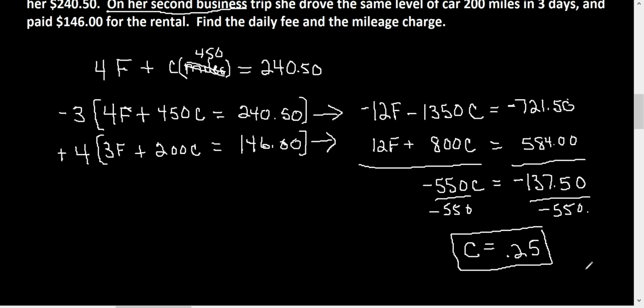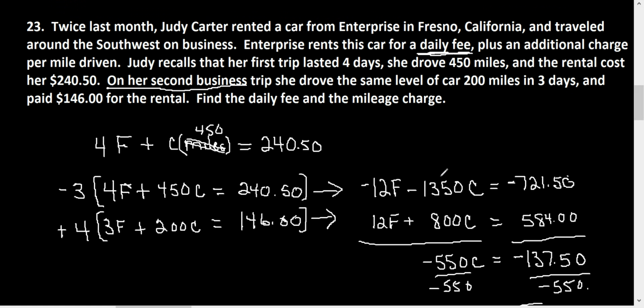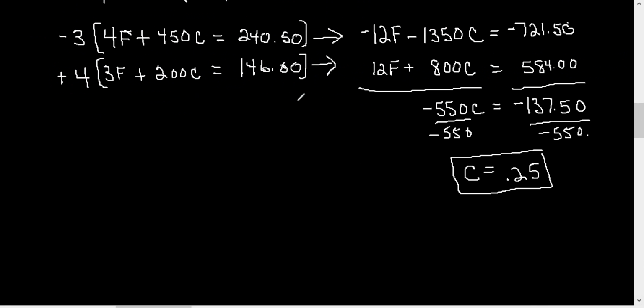And next we're going to plug in to figure out what is the daily charge. What is the daily fee, F? So I can go back to one of our originals here. I'll take the bottom one here, this 3F plus 200C. A little easier to work with that way. And I know that it's going to be 3F plus 200 times 0.25, which equals 146.